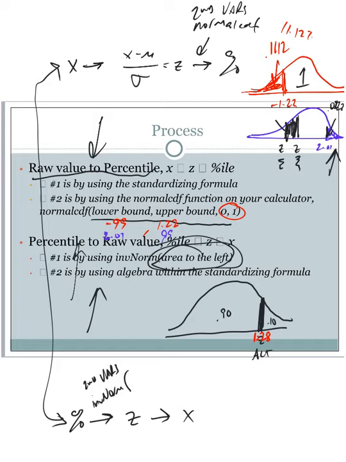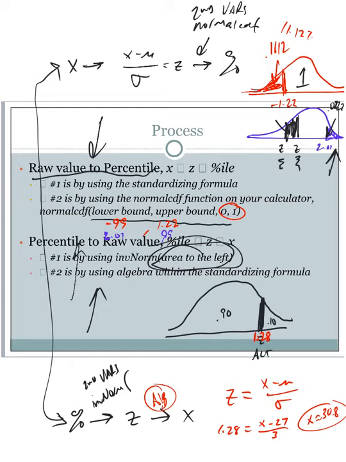Okay, so now to get from your z-score back to x, it's just algebra. Using this formula, we now have a z-score of 1.28, and we're trying to find x. From our last slide, the mean we said was 27 and the standard deviation was 3. Multiply by 3 on both sides, add the 27, and that would give you your actual ACT, which in this case would be an ACT of about 30.8 or about 31. And so that's how you would find the x given the percentile.